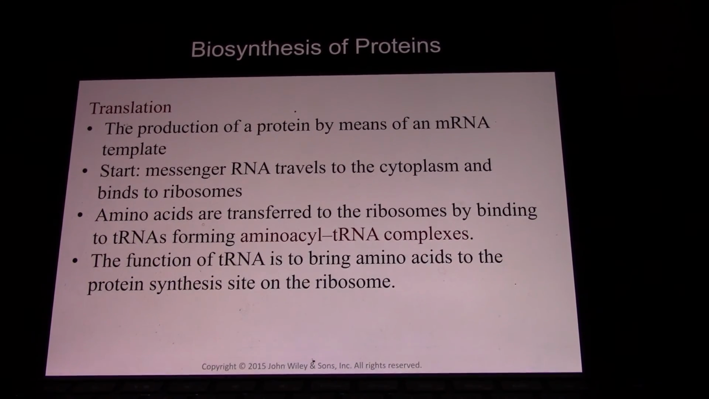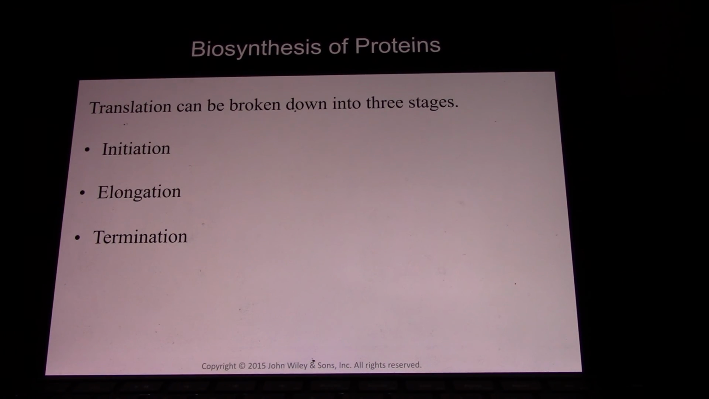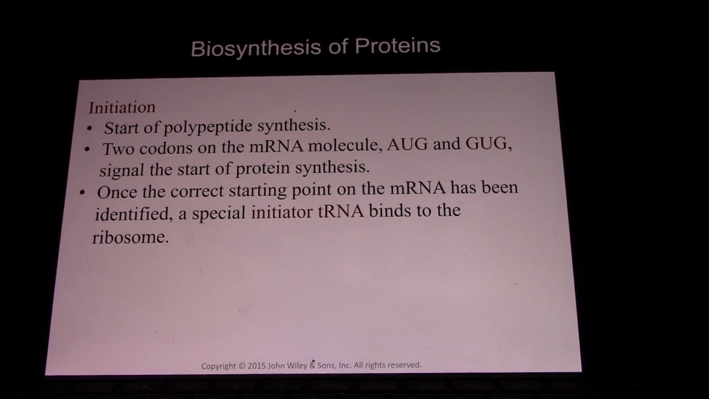Translation. This is the production of a protein. A ribosome reads in a messenger RNA, transfer RNAs come in, and the ribosomal RNAs of the ribosome connect the amino acids into a polypeptide. So the function of transfer RNA is to bring amino acids to the protein synthesis site on the ribosome. And translation is broken down into 3 stages: initiation, elongation, and termination. So there's 3 spots in the ribosome we're going to look at.